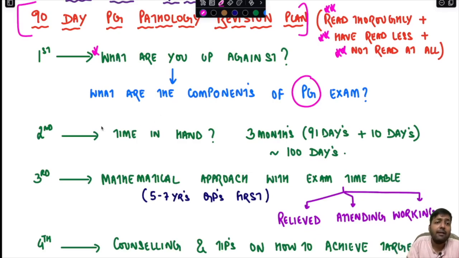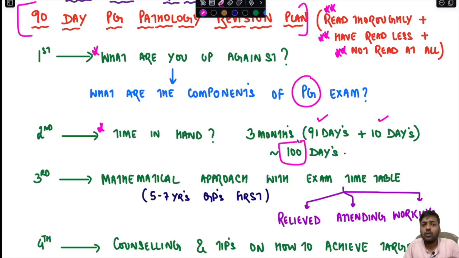Coming to the second point, how much time do you have? You have approximately 3 months. September is there, October is there, November is there, and in December you have your exam. I'm not counting December. So in total, 90 days of these 3 months, and 10 days of August I am also calculating right now. On average, you have 100 days to yourself.